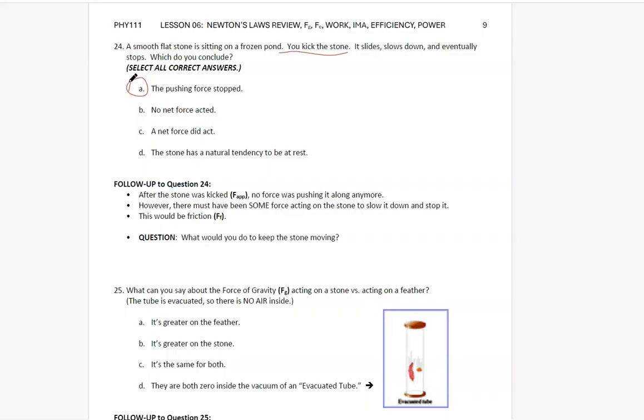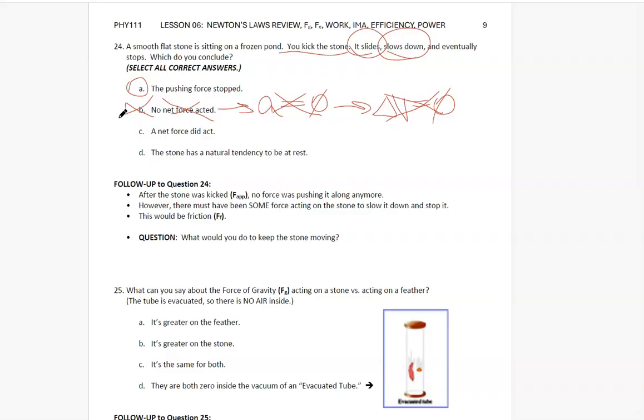Well, if no net force acted, then the next logical conclusion is that there was no acceleration, which would mean that there's no change in velocity. But the problem is, it says it slowed down. In fact, it says it slid first, which is speeding up, then it slows down. So this is not true, and this is not true. Therefore, this can't possibly be true. So that's incorrect.